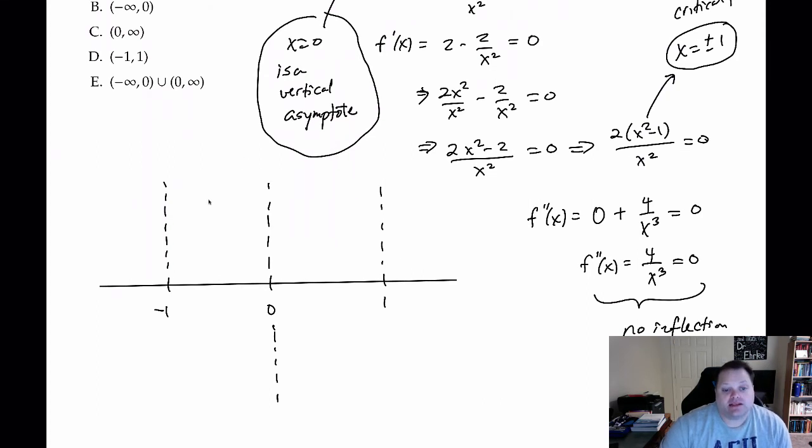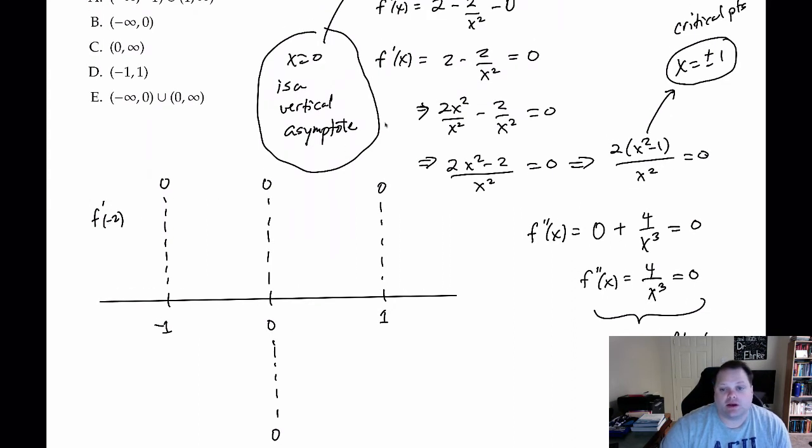So testing points across the top. Testing the derivative at -2. I'm looking right here, here's my derivative. If you plug -2 into this, you get 2/4, so 1/2, 2 minus 1/2, that is positive. So I know I'm increasing over here.